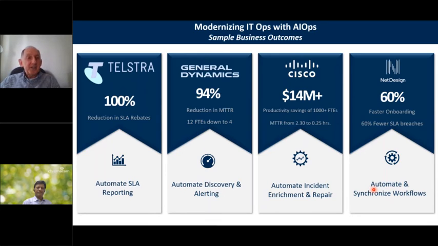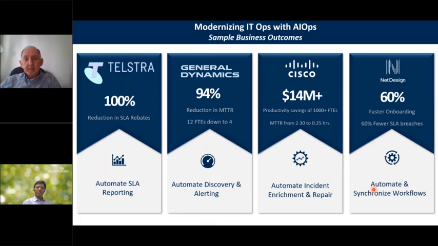General Dynamics reduced their MTTR by 94%. They went from 12 hours down to 15 minutes, sorry, 4 hours down to 15 minutes in terms of MTTR. And at the same time, they reduced the number of heads for monitoring from 12 down to 4 when they moved to ScienceLogic in place of an older legacy system. So there were real major cost savings to be had here.